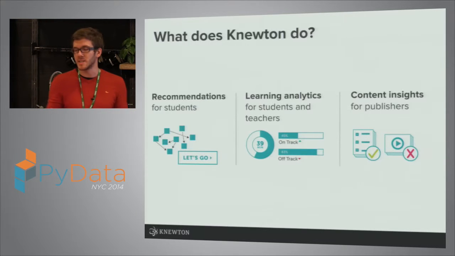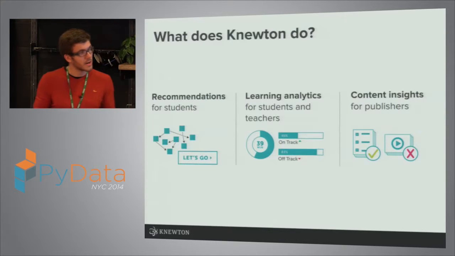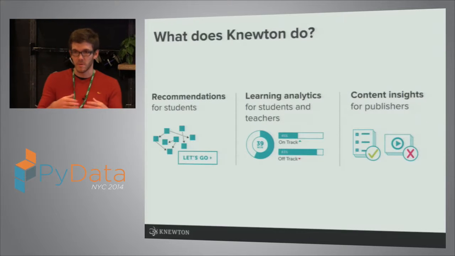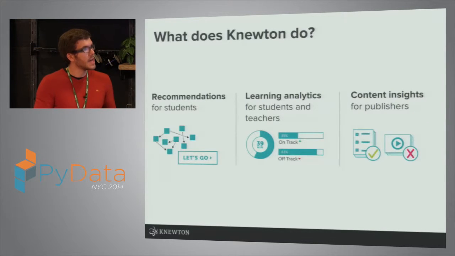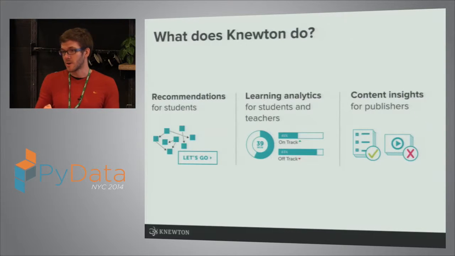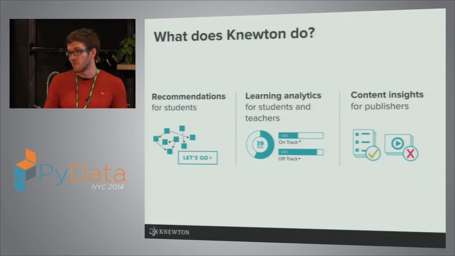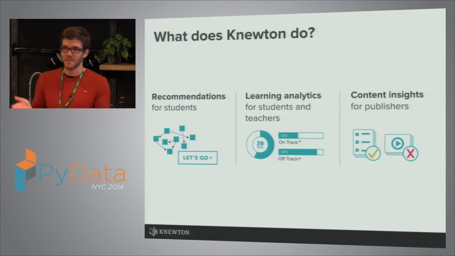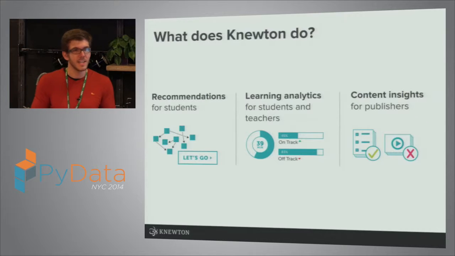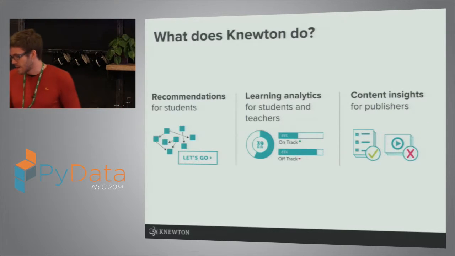Learning analytics for students and teachers. What data can we surface, and aggregates thereof, to students and teachers about what they're doing and what their students are doing to make learning more effective for them. And also content insights for publishers. What content is most effective? Are there pieces of content that some people really like, or pieces of content that always cause people to do worse? That's not an unheard of thing that happens in content. So this is basically what Newton does. And other things, but these are the main things.